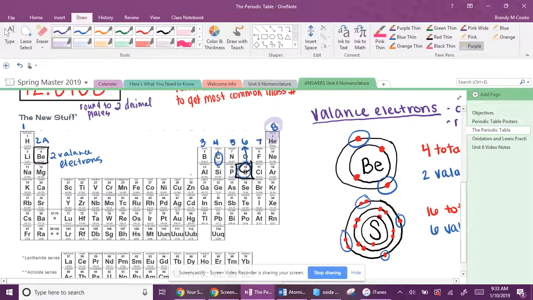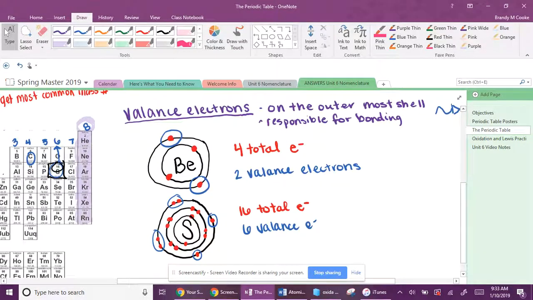And over here, if these guys have 8 valence electrons, then that means they all have a full outer shell. Those are our noble gases. The noble gases are the happiest elements because they have a full outer shell. And every single element on the periodic table wants to be just like them, including beryllium and sulfur.